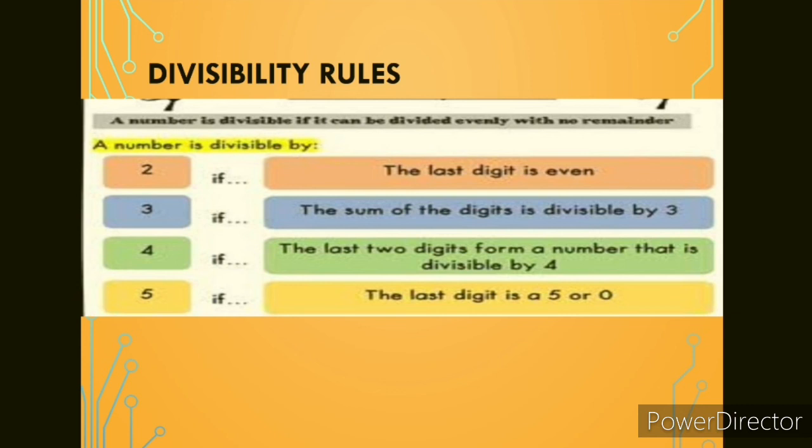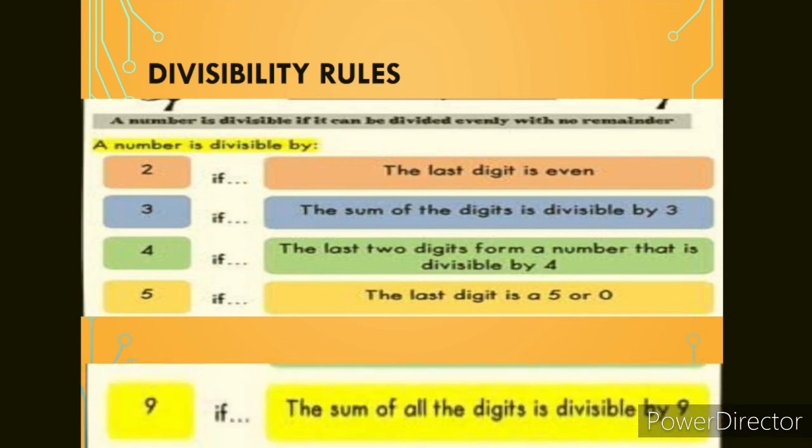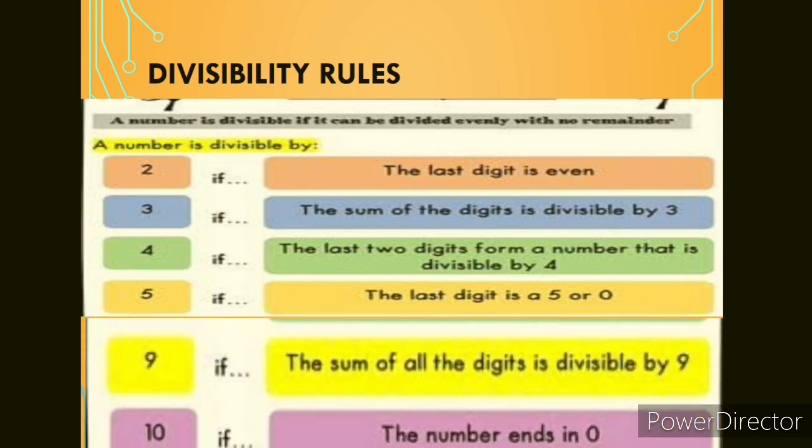Next is 5. If the last digit is 5 or 0, then the number is divisible by 5. Next one is 9. If the sum of all the digits is divisible by 9, then the number is divisible by 9. Now next one is 10. If the number ends in 0, that means the number is divisible by 10.